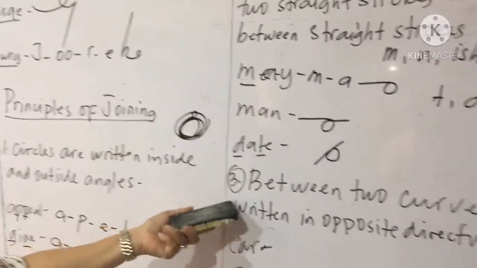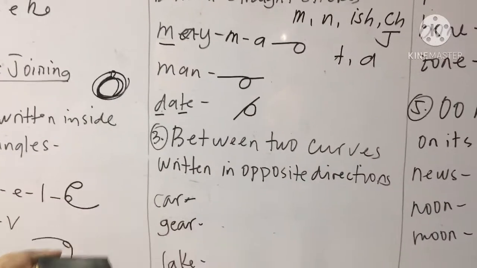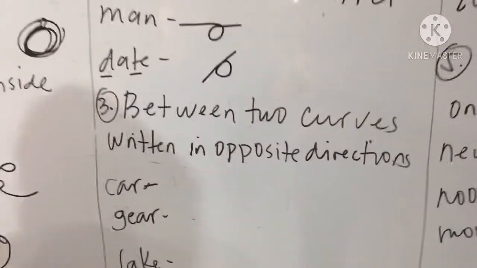Third principle: between two curves written in opposite directions. So what are those opposite directions?